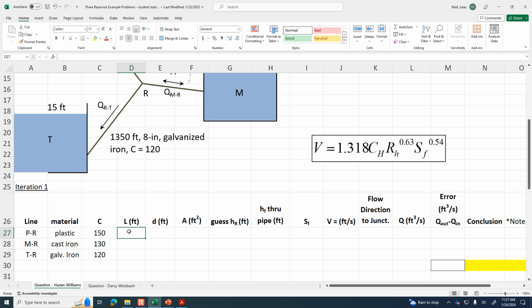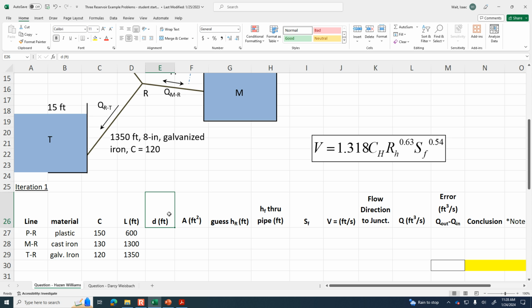This initial stuff, we're not doing problem solving yet. We're just transcribing the problem statement into the template. So 600 length for PR, 1300 is the length for MR, and 1350 is the length for TR.